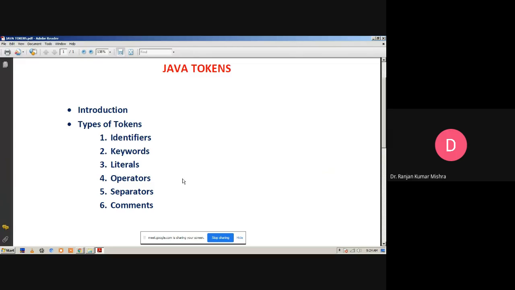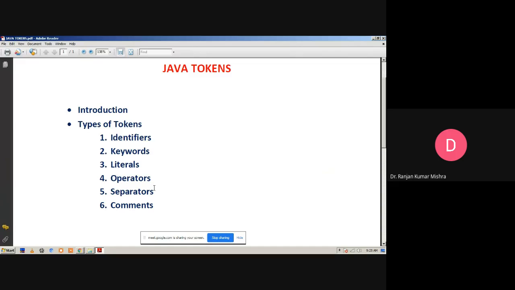Operators can be classified into different categories. First is the arithmetic operators, which are used to perform arithmetic operations. Then there are bitwise operators, relational operators, Boolean logical operators, and assignment operators. There are different types of operators, and they will be discussed further in future classes.